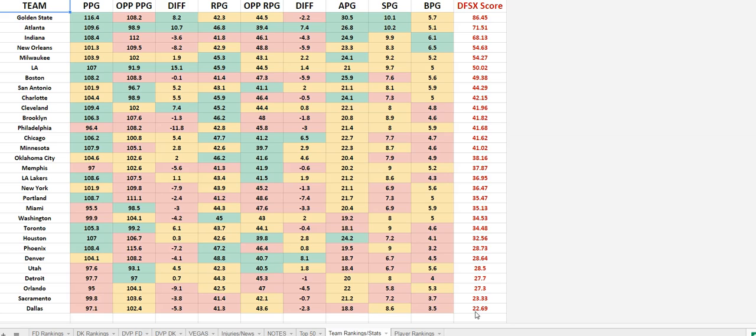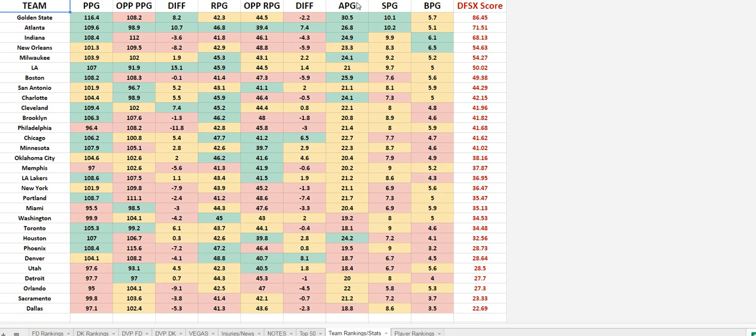So right now, Dallas is pretty much the worst team in the league as far as providing fantasy value. They might have one or two players that can get you some good scores, but consistently, most of their players are average to less than average as far as fantasy points. You go on up the list here.